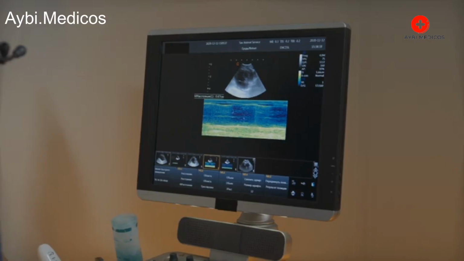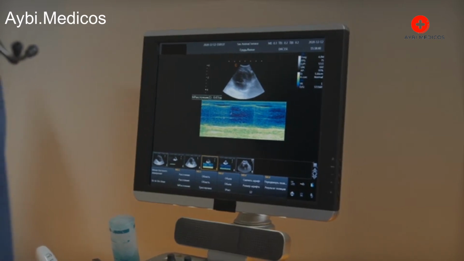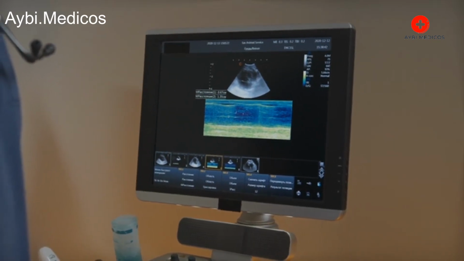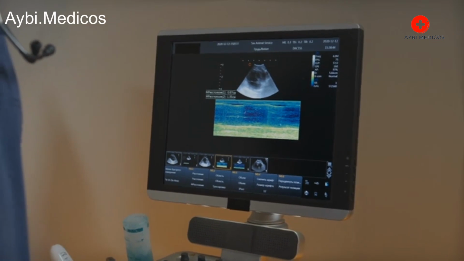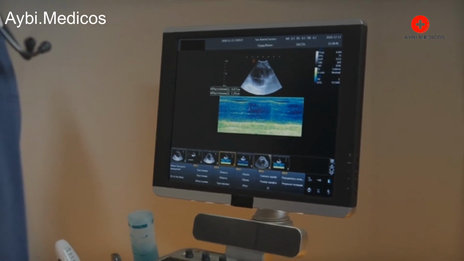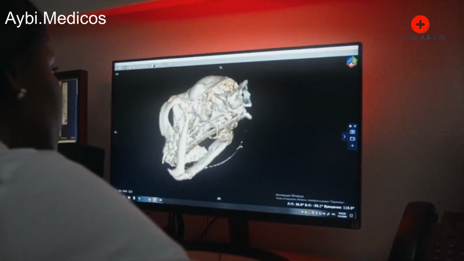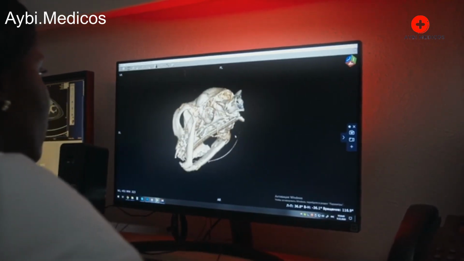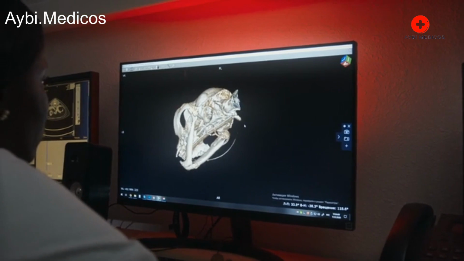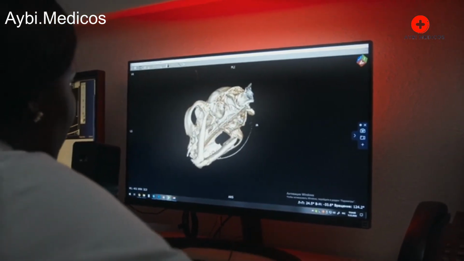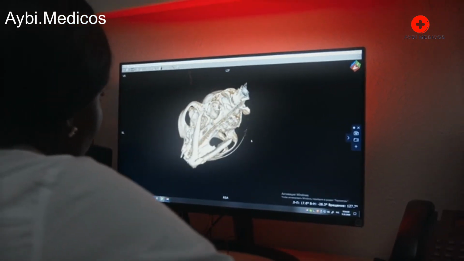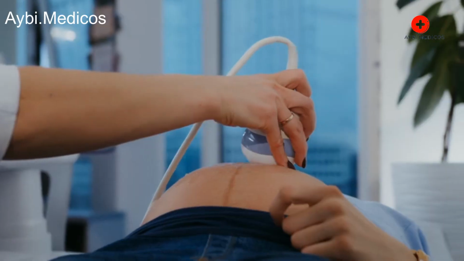Image formation. The echoes are processed by a computer, which creates a two-dimensional (2D) or three-dimensional (3D) image based on the timing and intensity of the echoes. Brightness and darkness in the image correspond to the density and composition of the tissues. Movement of structures, such as blood flow, can also be visualized using a technique called Doppler ultrasound.